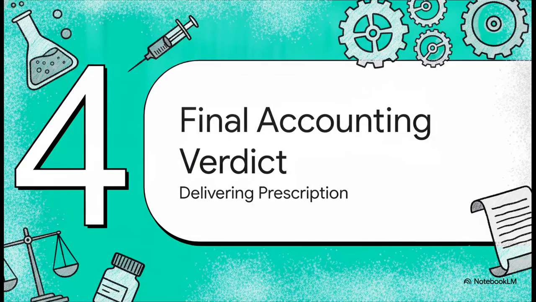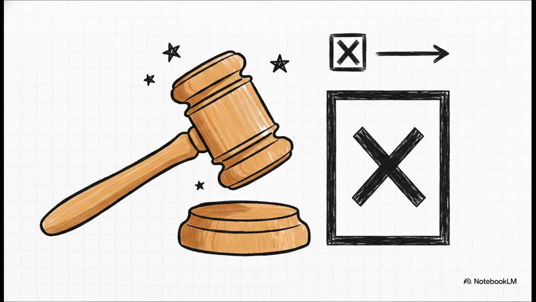Make sense? Which brings us to Section 4, the final accounting verdict. Time to deliver the prescription. Okay, so here is our final verdict for Company A. Their non-cumulative bond totally fails the contractual cash flow test because it doesn't guarantee those specified payments. The only exception would be if a redemption premium fully compensated for that time value.